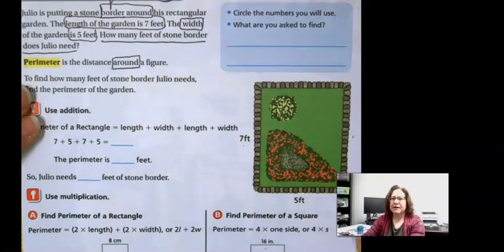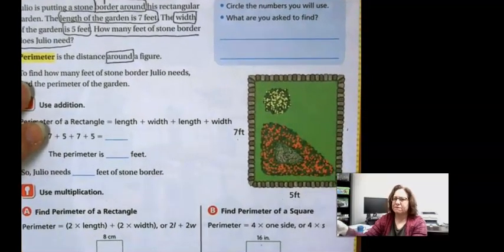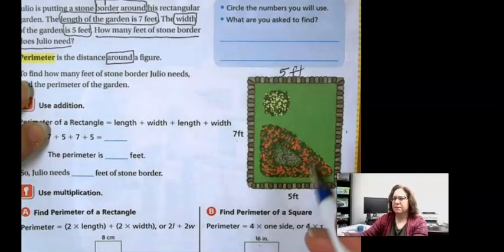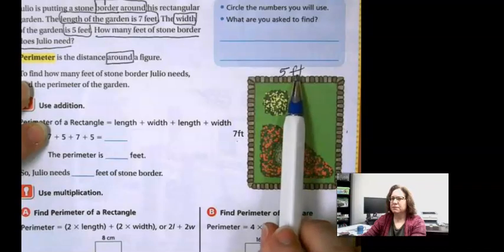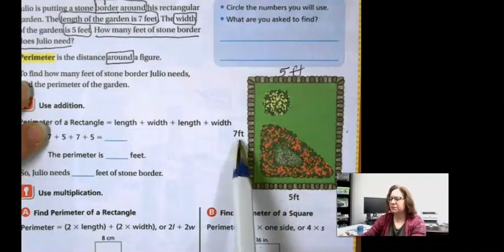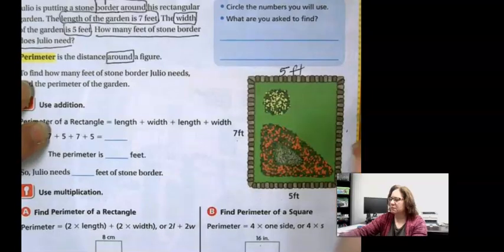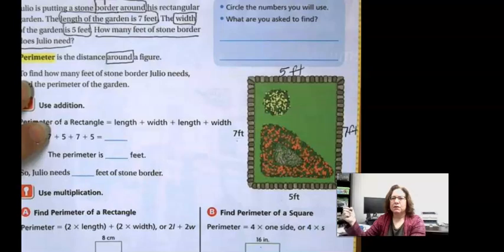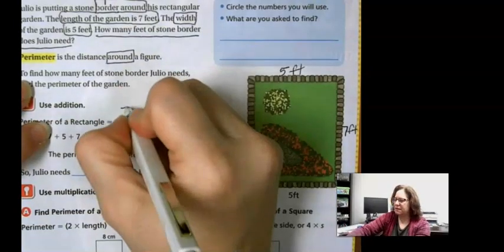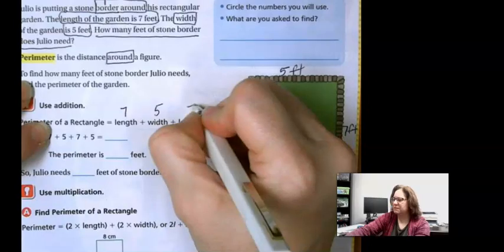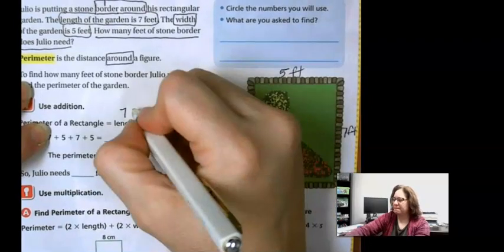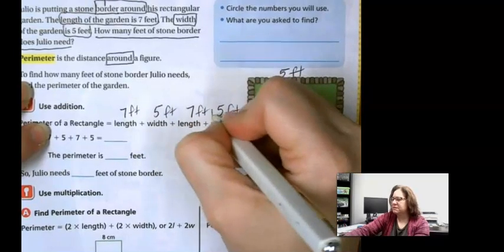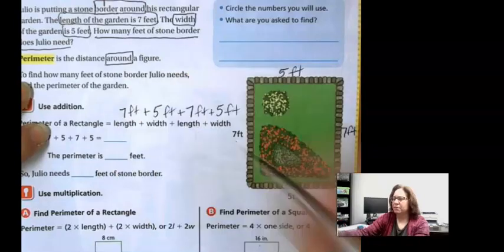So I'm going to go ahead and label the garden's 4 sides. We have 5 feet width on both of those sides, and then for the length we have 7 feet. And so all we're going to do is add 7 feet plus 5 feet plus 7 feet plus 5 feet. And that will give us the distance around, or the perimeter.